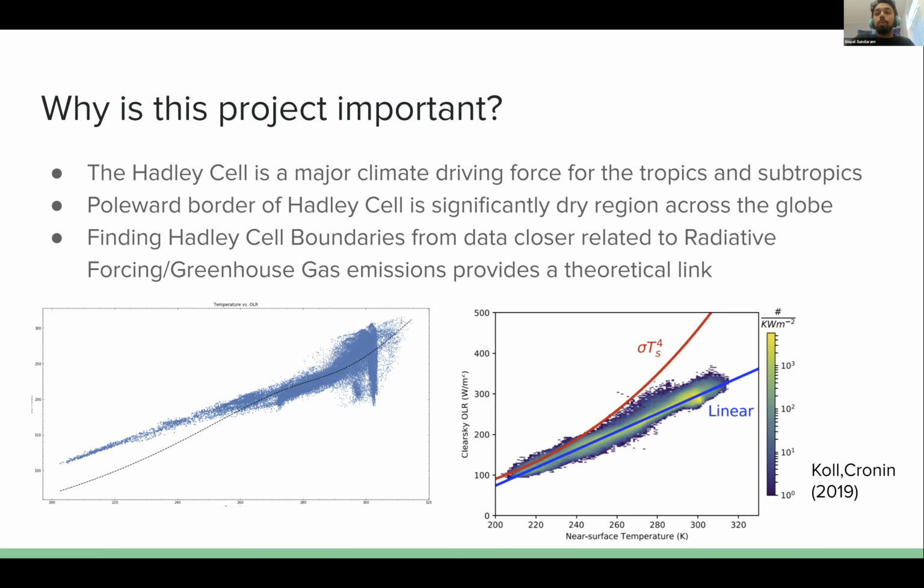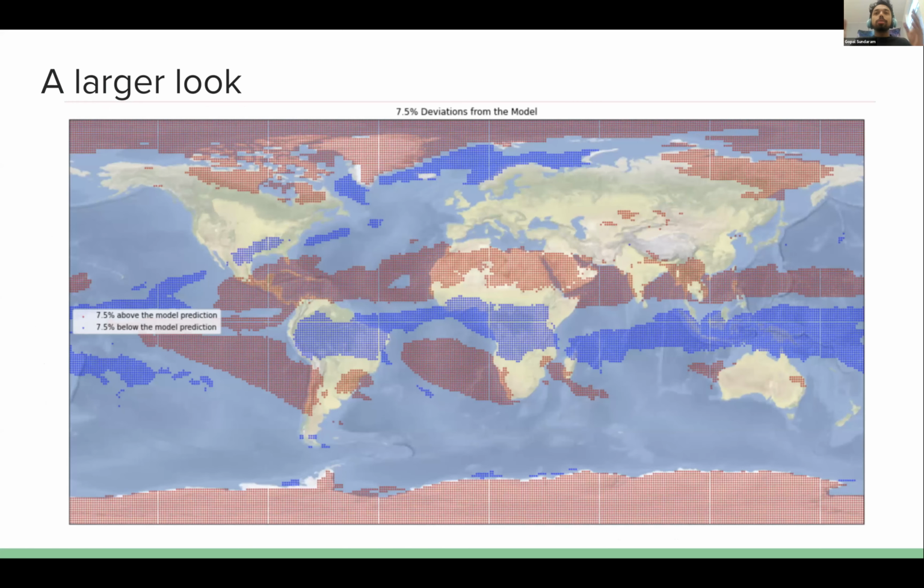And the first things that I really saw was this. This was the basis of what I was looking at. And I was like, okay, this makes sense. I can see that there's this band about 7.5%. If you look at 7.5% above the model prediction, there's very clearly a band that stretches across around the 30 degree mark across the globe. Same thing around zero, not exactly at zero, but around zero, you can see there is this blue patch that's below it as well.